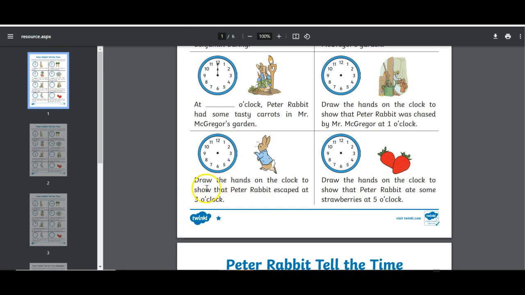Okay, so the next question says, draw the hands on the clock to show that Peter Rabbit escaped at 3 o'clock. So what number will the short hour hand be pointing at, and what number will the long minute hand be pointing at? The next question says, draw the hands on the clock to show that Peter Rabbit ate some strawberries at 5 o'clock. So what number will the short hour hand be pointing at, and what number will the long minute hand be pointing at?